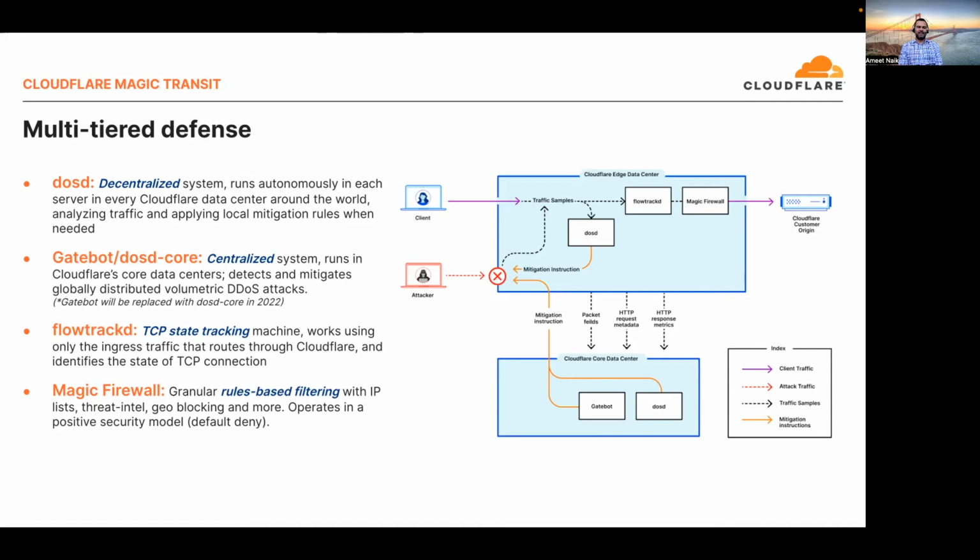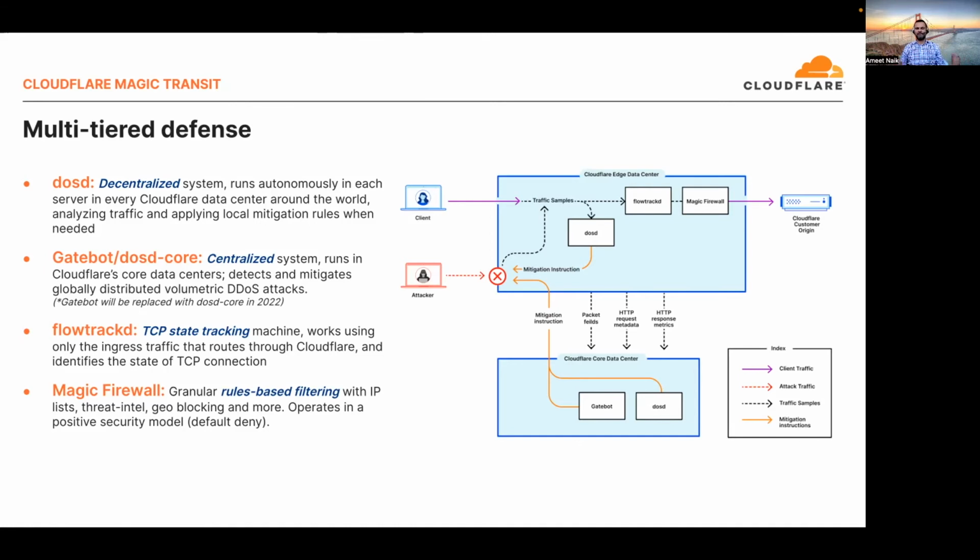When it detects a pattern and it is a mitigation rule that needs to go into place, DOS-D is what would apply it. We also have a centralized system called, right now, Gatebot. We're going to replace it with something called DOS-D Core, which is a centralized version of DOS-D. And this is more of the centralized system that is pulling in aggregate data from all of our data centers and understanding patterns at a global level. And this is what is used to detect large distributed volumetric attacks.